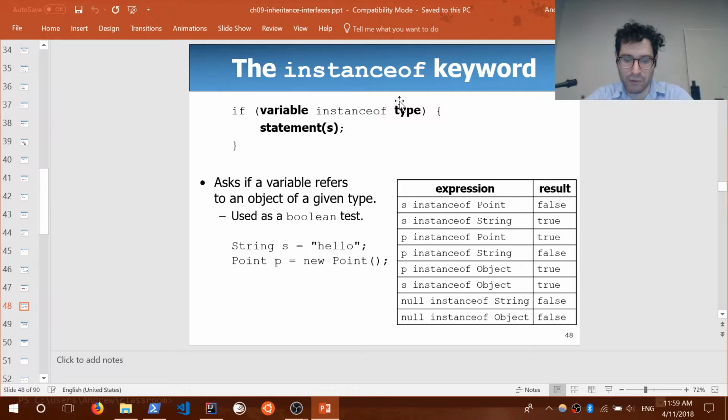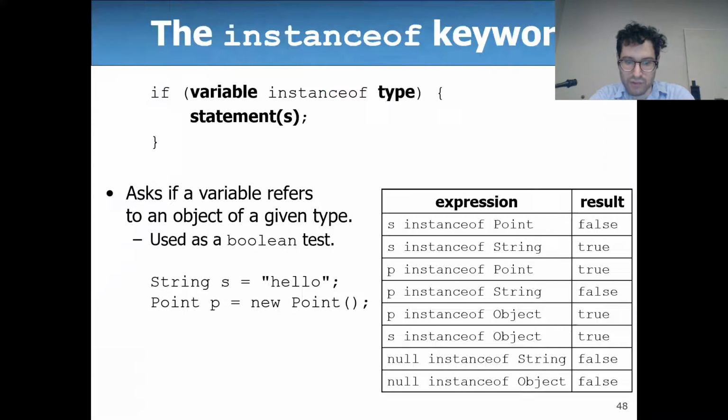So here are some examples of instanceof being used. Here, variable is an instance of type. Say we have a string S and a point P. S is an instance of Point? Well, a string is not a point, so that's false. S is an instance of String? That's true. S is an instance of P? Is the point a string? No, it's not. Is point an object? Yes, it is. Is string an object? Yes, it is. Is null a string? No, it's not. And is null an object? No, it is not.